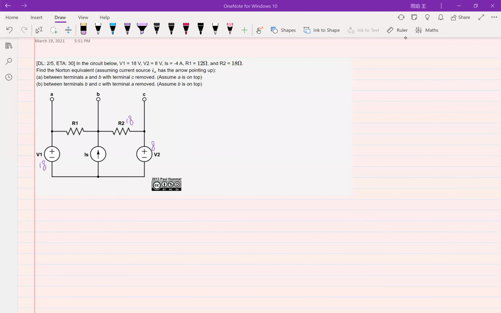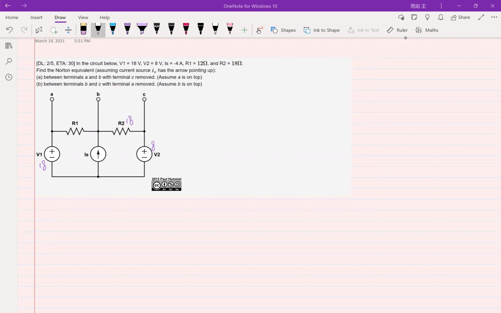Hi, so we're doing WebWork 6, question 4 as a practice problem for Norton equivalent current. I'm just going to do part A for this question because part B is more or less the same thing. Part A asks for the Norton equivalent between terminals A and B with terminal C removed.